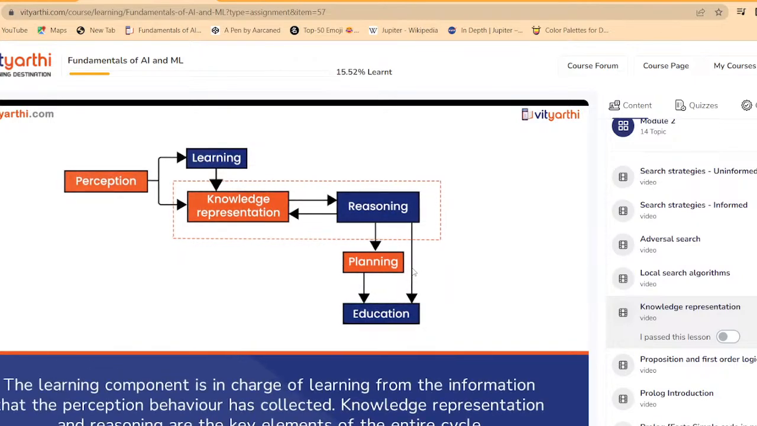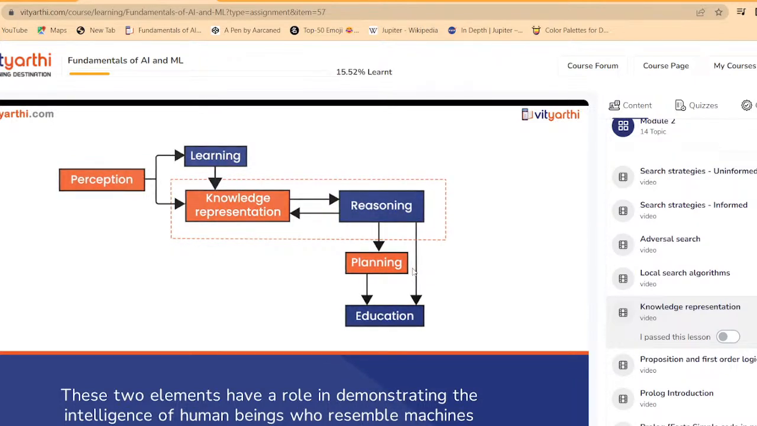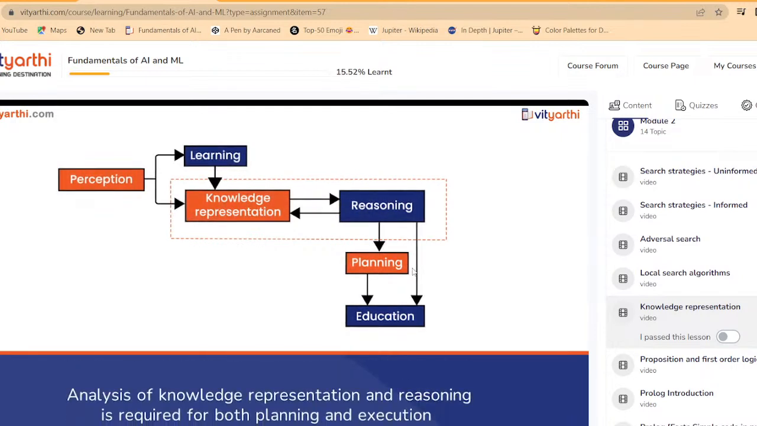The learning component is in charge of learning from the information that the perception component has collected. Knowledge representation and reasoning are the key elements of the entire cycle. These two elements have a role in demonstrating intelligence in human beings and machines. These two elements are connected yet also operate independently of one another. Analysis of knowledge representation and reasoning is required for both planning and execution.